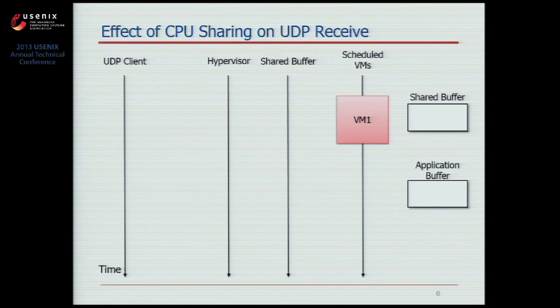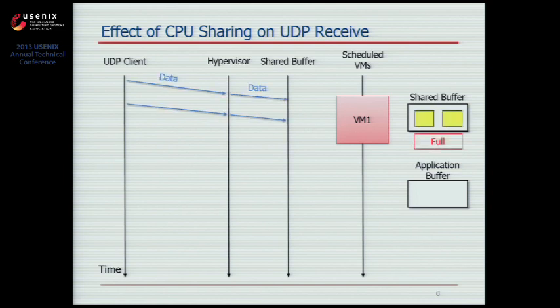This picture is similar to the previous one, but we will show some detail in the shared buffer between the hypervisor and the guest OS, and the application buffer in the guest OS. For UDP flows, there is no such time-sensitive ACK generation which governs the throughput. So the UDP client will continue sending data to the server without receiving any request or response when the target VM is not running.